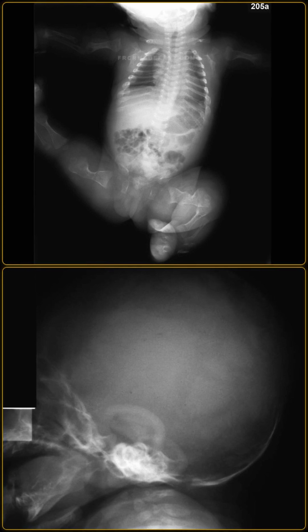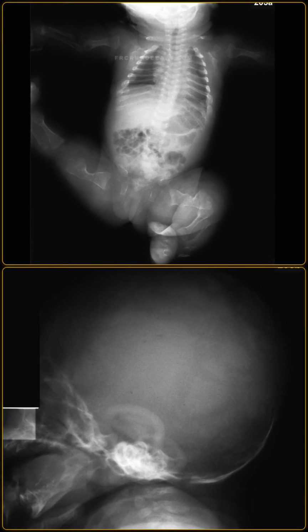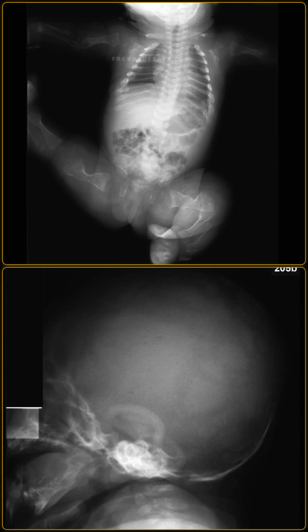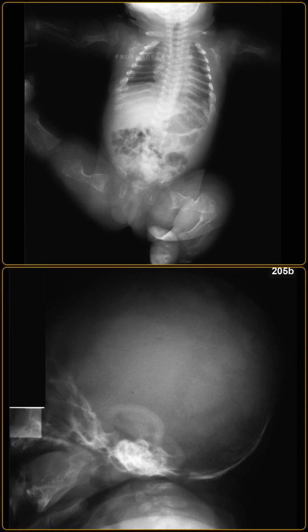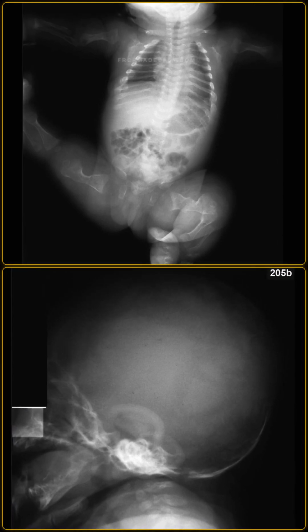Finally, I would refer the patient for multidisciplinary care involving pediatrics and orthopedics for medical intervention and potential surgical correction of bowing deformities.